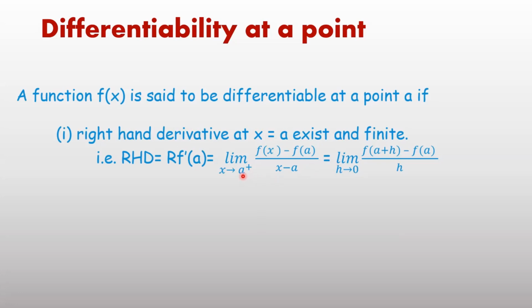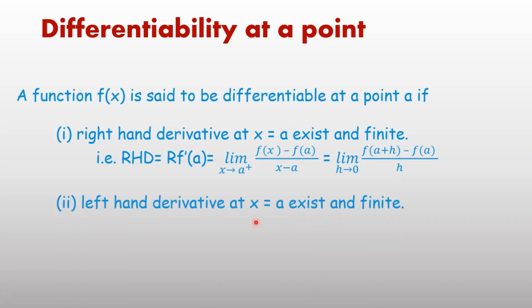You can observe here that x tends to a plus means x is greater than a, and greater than a means take the value of x as a plus h. Let x equal to a plus h, where h is a very small quantity, or you can say h tends to 0. Then in place of x write a plus h: f(a plus h) minus f(a) upon h. It is known as the right hand derivative.